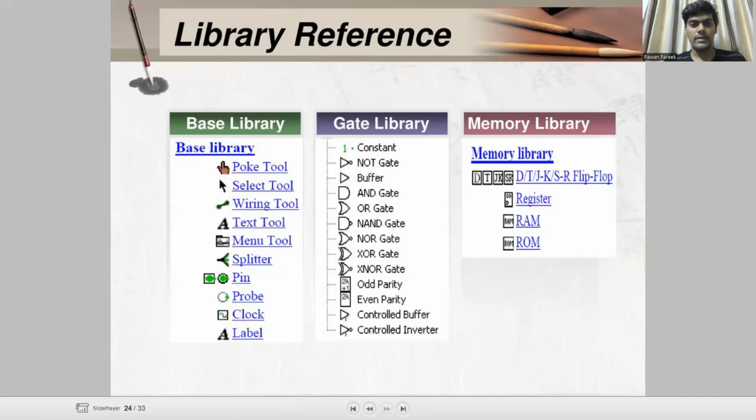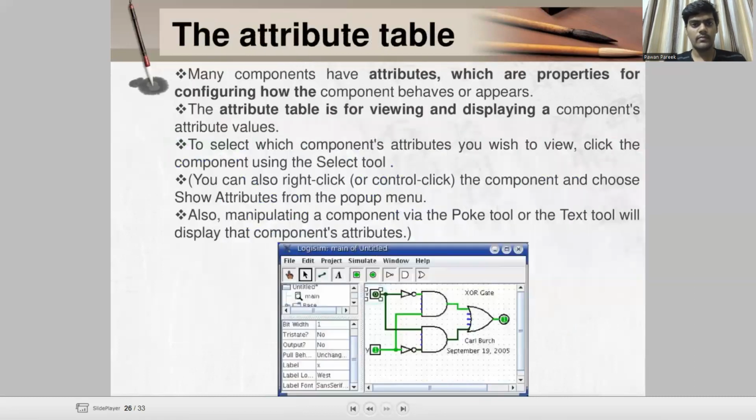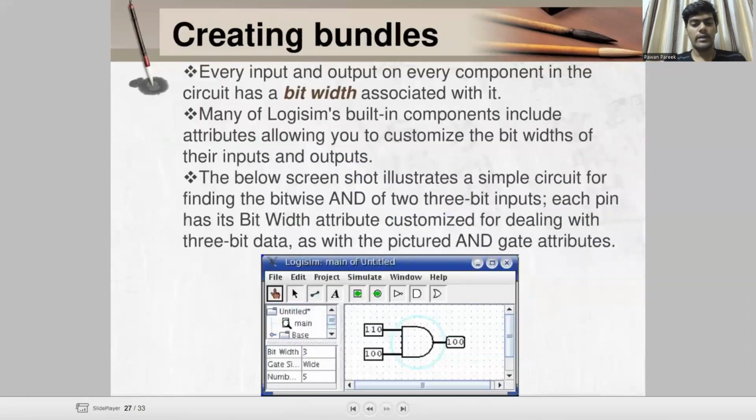Library reference: base library, gate library, and memory library, as you can see in this slide. The attribute table. Many components have attributes, which are properties that configure how the components behave or appear. The attribute table is for viewing and editing the component's attributes. Creating bundles. Every input and output on every component in the circuit has a bit width associated with it.